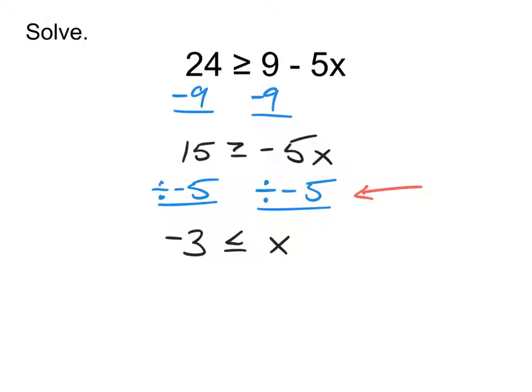Now notice, this is the number that determines if it flips it. I don't care if this is positive or negative up here. All I care about is what I'm dividing by. If that number is negative that I'm dividing by, then I have to remember to flip the inequality symbol around. And that's the only time we have to remember to flip that, is if we multiply or divide both sides by a negative.